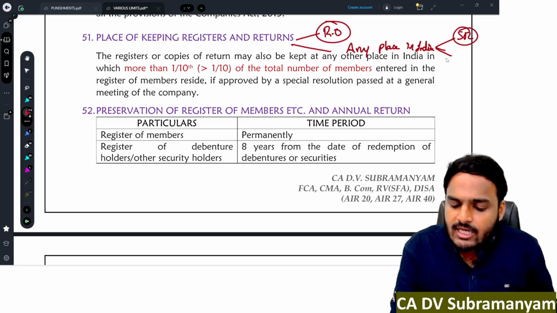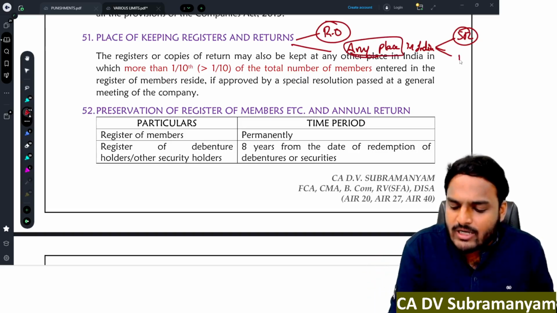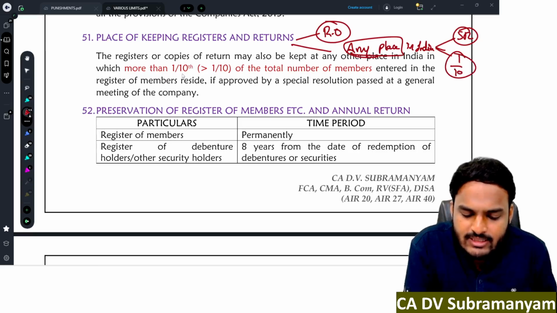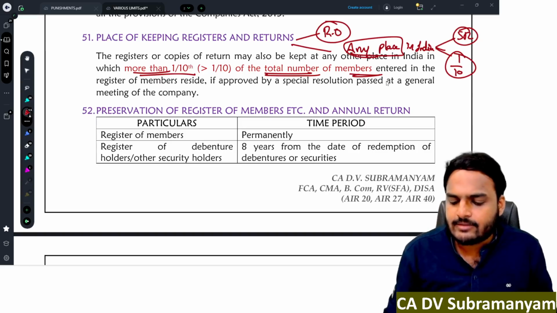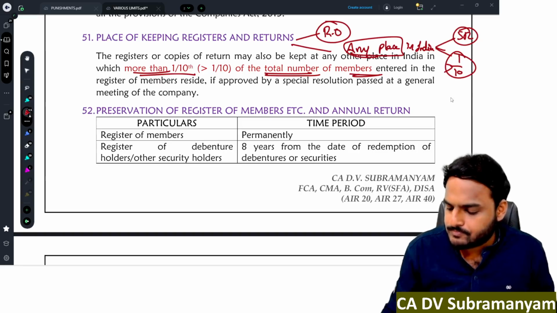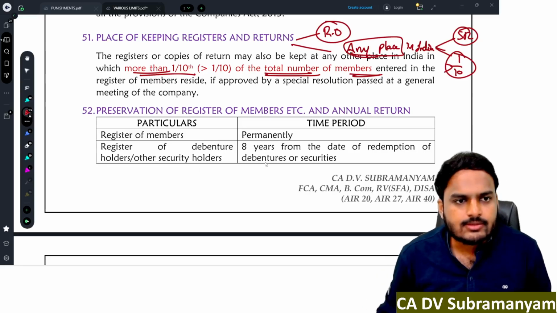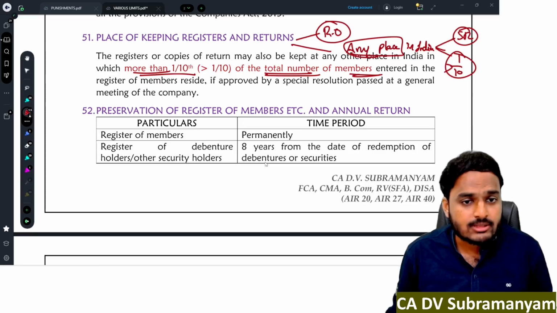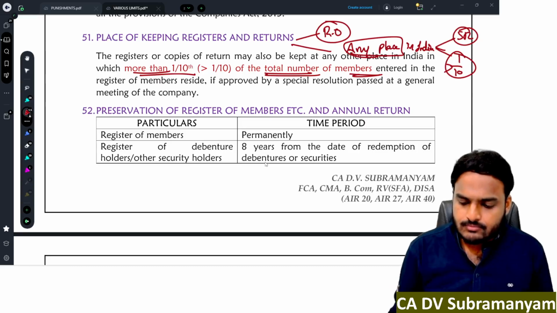And the other condition is that in that place, in that area or city or town, more than 1/10 of the total number of members entered in the register of members should reside. So here the limit is more than 1/10 of total number of members entered in the register must reside in that place.